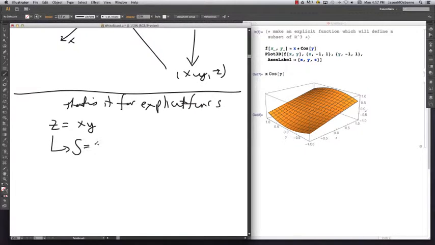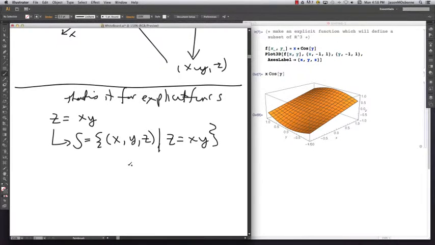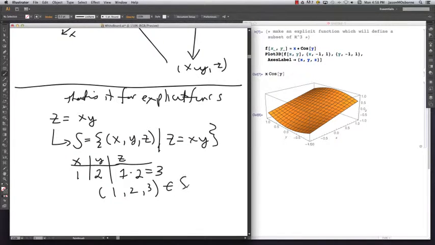This will make some set S, and it will make a set where the x, y, z values are not just any point in x, y, z space, but they are the x, y, z values such that the z value is x times y, whatever you pick for x and y. So, for example, if x is equal to 1 and y is equal to 2, you could find the z value would be 1 times 2. So the point 1, 2, 3 is in the set S.